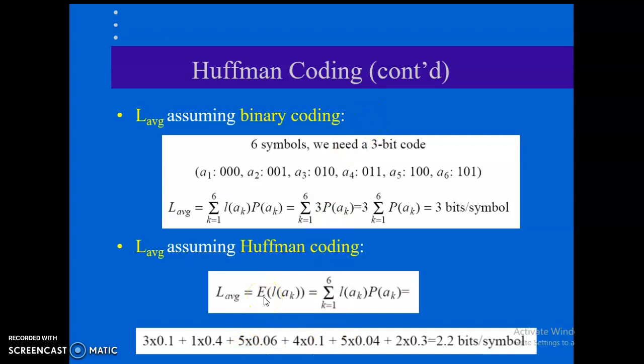Here in Huffman coding, L average, E of L of AK, equal to summation over K equal to 1 to 6 of L of AK P of AK, equal to 3 into 0.1 plus 1 into 0.4, 5 into 0.06, 4 into 0.1, plus 5 into 0.04, here all are plus, plus 2 into 0.3, equal to 2.2 bits per symbol.